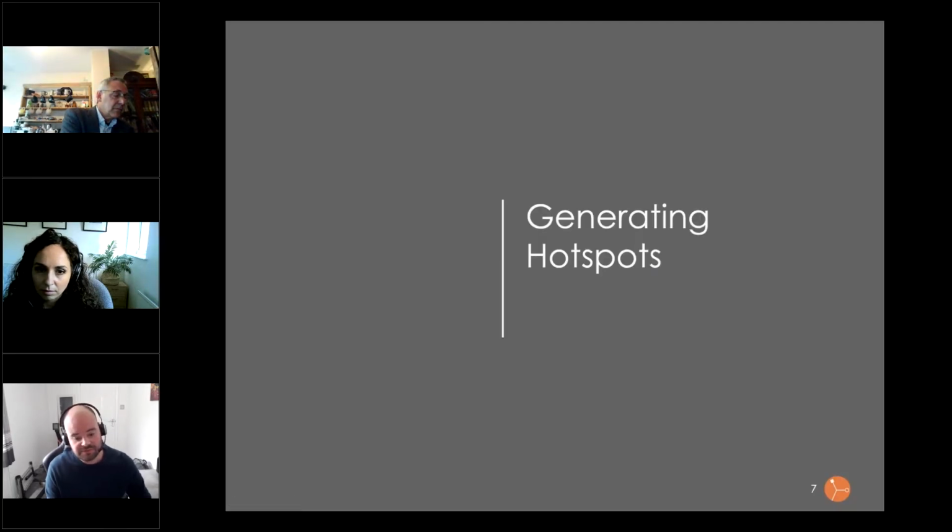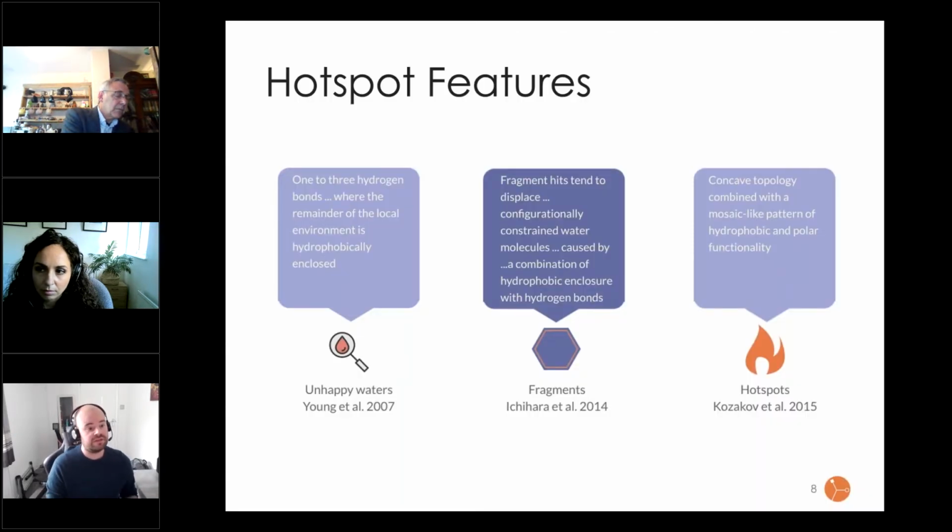So just to start off with some background on the hotspot maps themselves. At the start of my PhD, when doing the literature search, I really came across a common theme, whether you were looking at unhappy water literature, description of fragment binding sites, or hotspots themselves. There was always this common theme of requiring some kind of polar interaction in an environment that was very enclosed and hydrophobic. And so the idea was, okay, well, let's try and come up with a method that combines these different types of interaction and enclosure into one method.